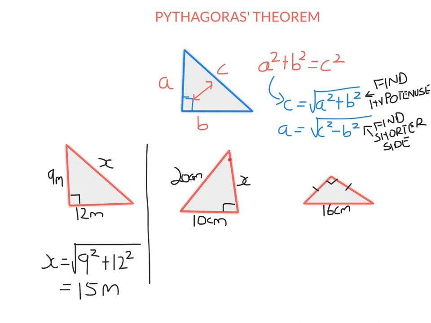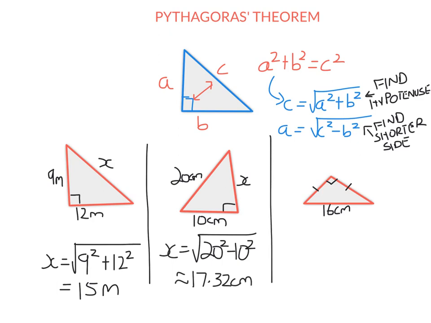So let's look at this one now. So x is now one of the shorter sides. We know that because it's touching the right angle. It's not facing the right angle. Here 20 centimeters is the longer side. So because we're finding a shorter side, we use this formula here. So x will just be the square root of longer side squared minus shorter side squared. So it's important that C goes first in the square root. The hypotenuse, the longer side, goes first. Otherwise, you'll get an error on your calculator. So if you put that on your calculator, this time you don't get a whole number. So to 2 decimal places, it's about 17.32 centimeters. So sometimes you get a whole number, sometimes you don't.